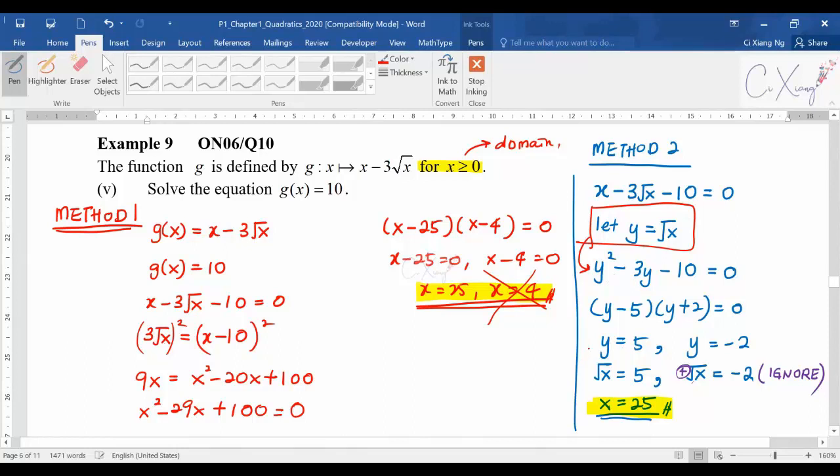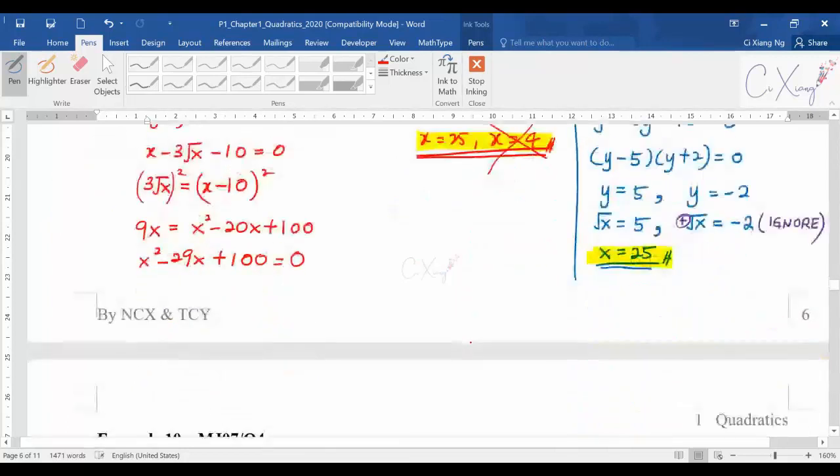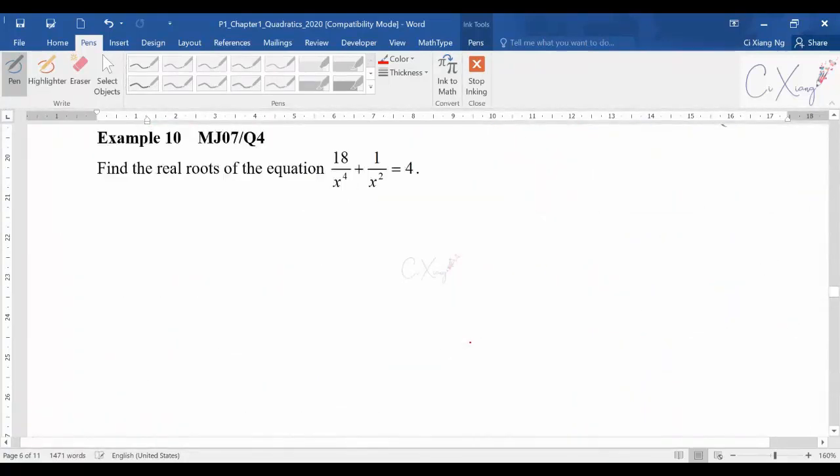Okay, so this is what we have for the quadratic form. Let's continue to the other part. Okay, so example 10. Again, for example 10, they want to find the real roots. So they want to find the value of x. So how can I find the value of x?